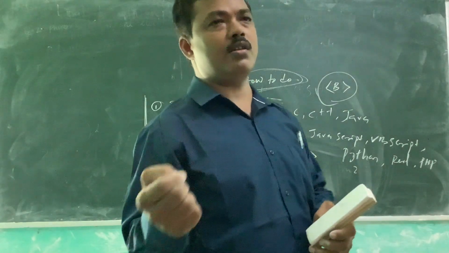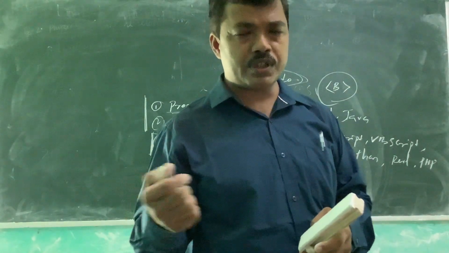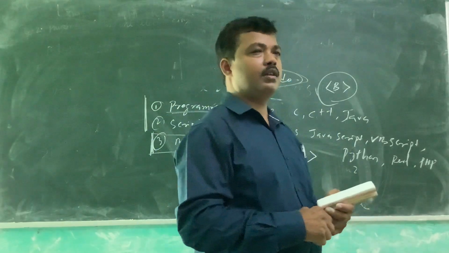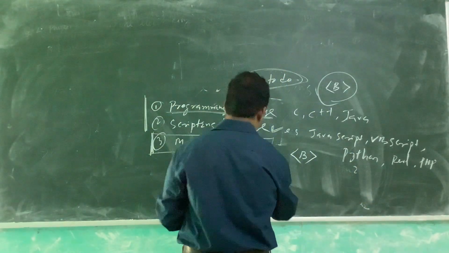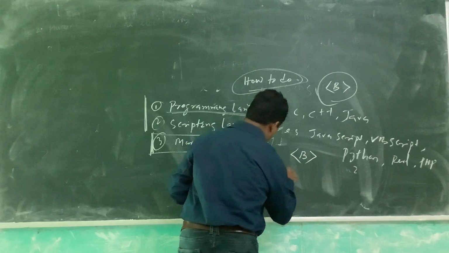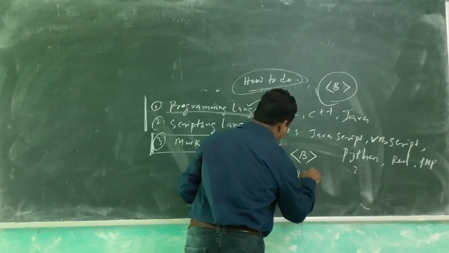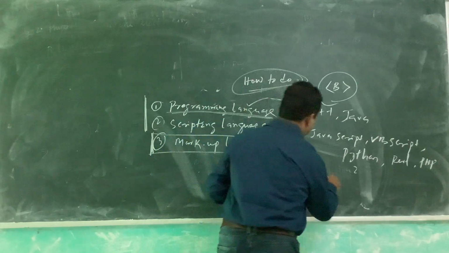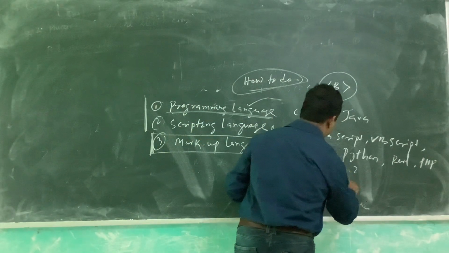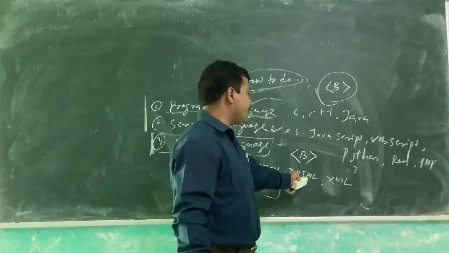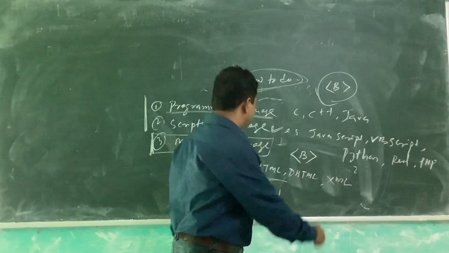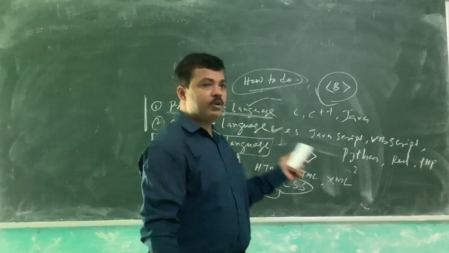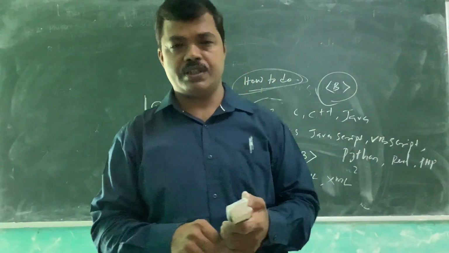So instead of compilers or translators or processors or interpreters, markup languages like HTML, DHTML, which is a variation of HTML, XML, extensible markup language, dynamic hypertext markup language, and CSS are examples of markup languages.